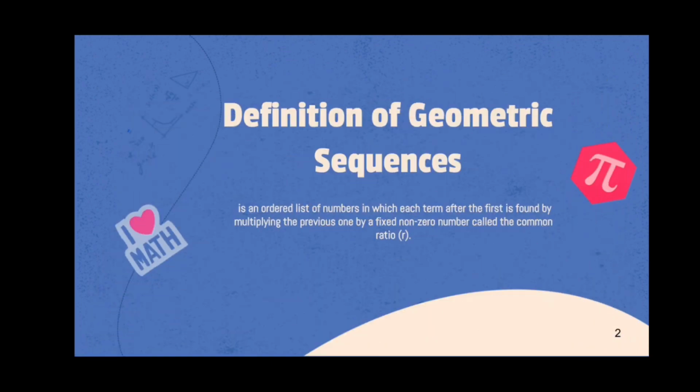So, the definition of a geometric sequence is an ordered list of numbers in which each term after the first is found by multiplying the previous one by a fixed non-zero number called the common ratio, or we can say R. What is the ratio? The ratio, or the common ratio, is the amount between each number in a geometric sequence. So, the formula is: second term divided by first term is equal to third term divided by second term.